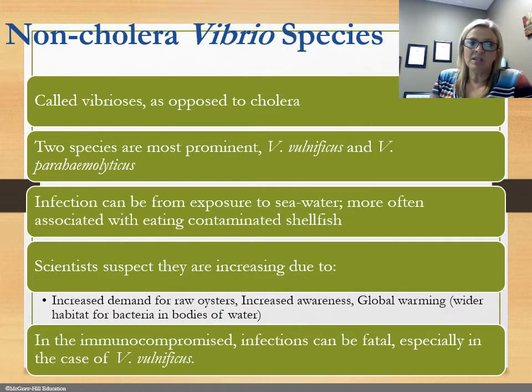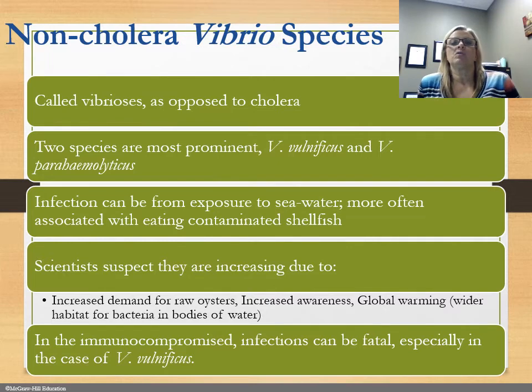So Vibrioses are going to be non-cholera species of Vibrio. Two species are the most prominent. That's the vulnificus here and the parahemolyticus. These can actually come from exposure to seawater or by eating contaminated shellfish. So this is just another alternative here for a non-cholera contamination of Vibrio.